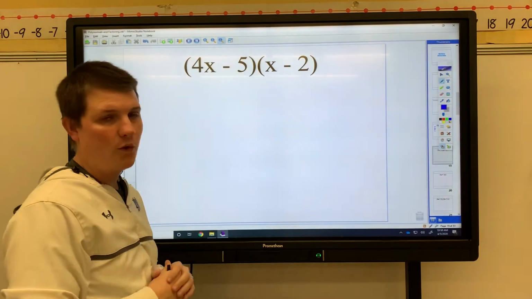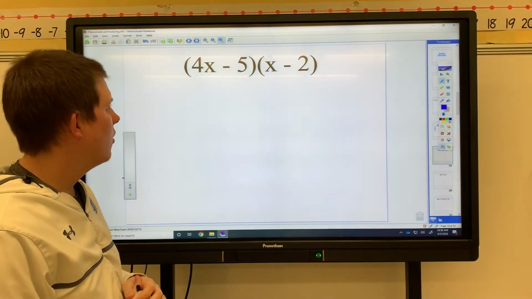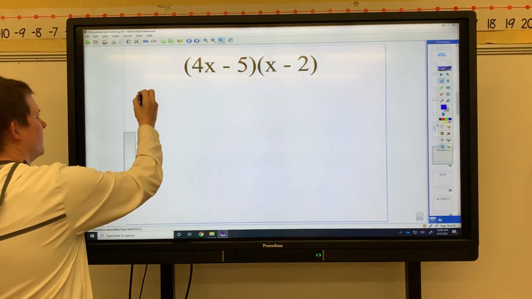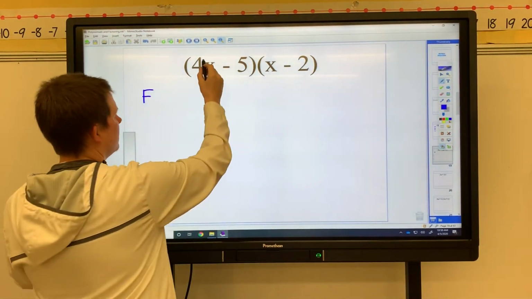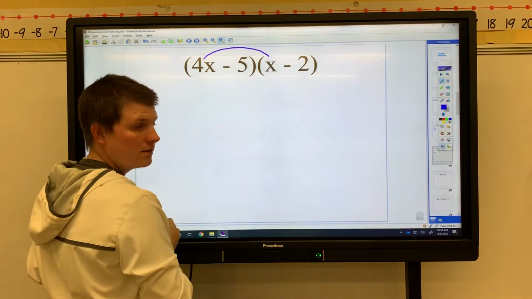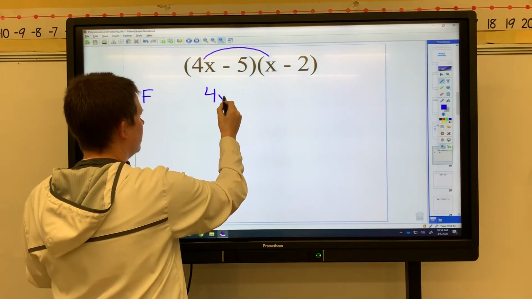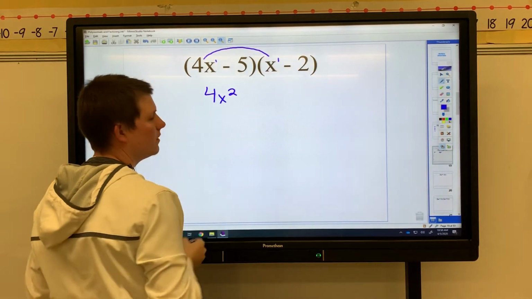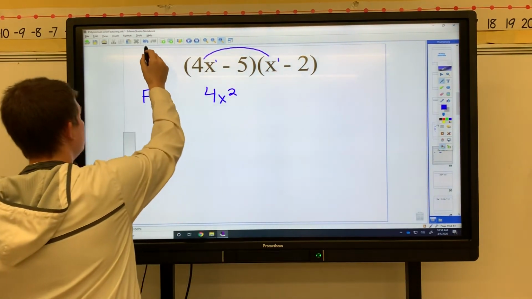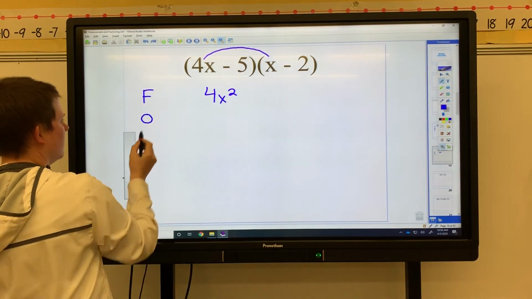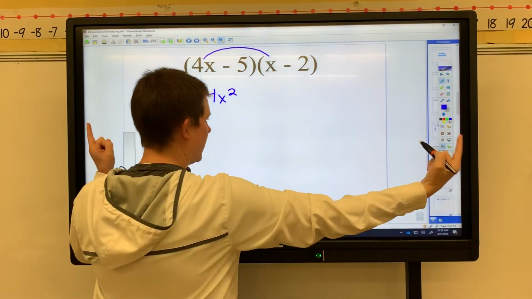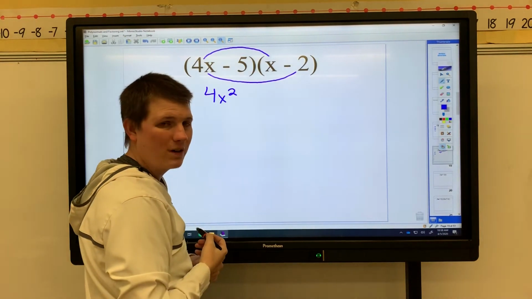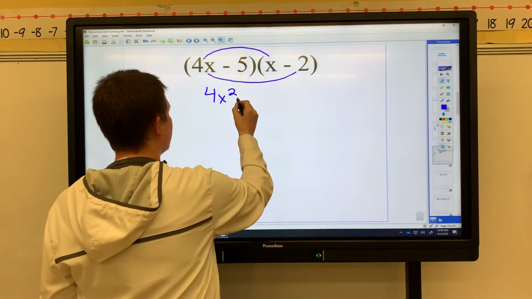Next example says 4x minus 5 times the quantity x minus 2. So if we FOIL, first, the first ones, 4x times x is 4x to the second. Because remember, 1 and 1 add up to 2. Outside, the ones on the outside of the problem, 4x and negative 2, 4 times negative 8x.